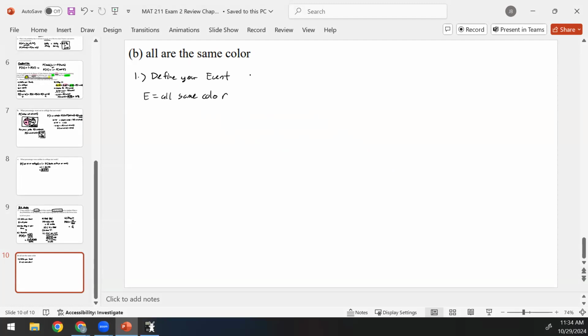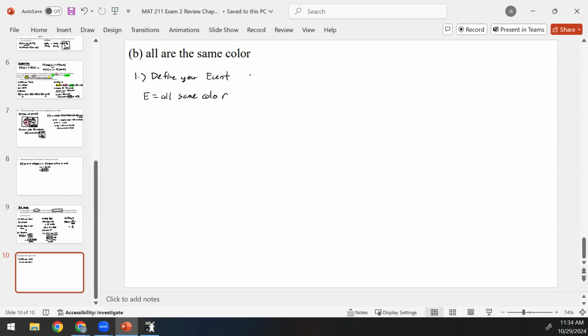So here's the problem with this one specifically. If you want to do all of the same color, you're going to have to do multiple scenarios, basically when they're all red or they're all green and they're all blue, and then you're going to have to add them up together. So this is one of the cases where it's actually better sometimes to do the complement, but we'll see how it works out for us.